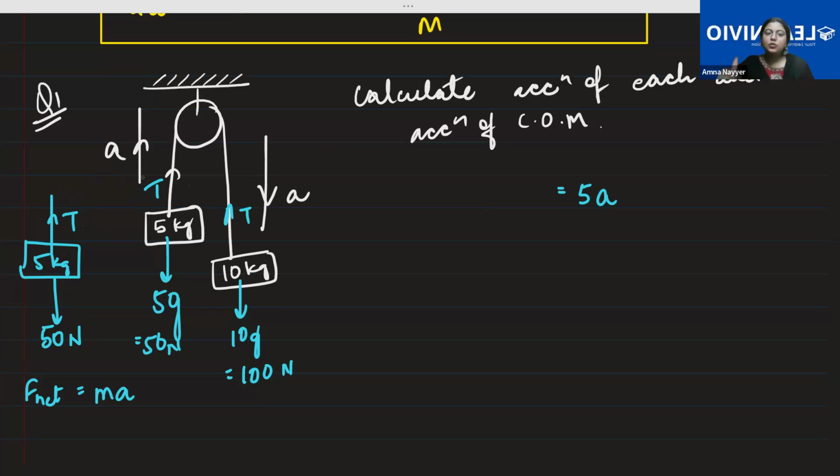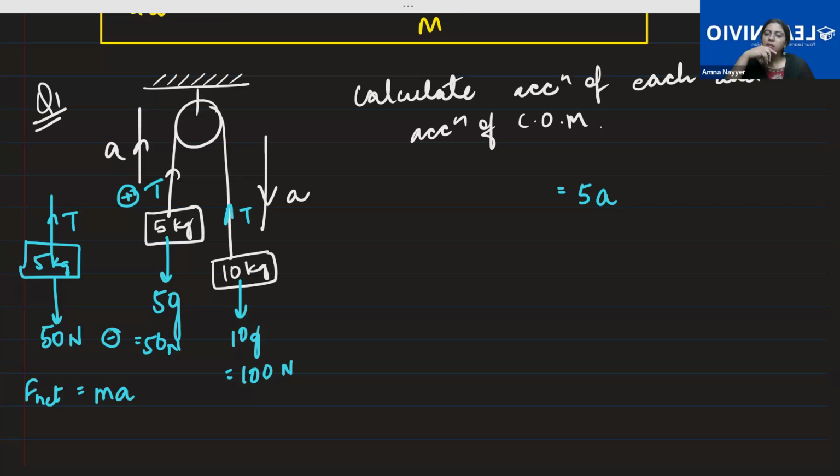Acceleration is up. So we will see which force is acting in the direction of acceleration. Acceleration is up, so we'll check whether tension is acting up or 50 Newton is acting up. Definitely tension is acting up, so tension will be positive. This will be negative. So will it be T minus 50 or 50 minus T?